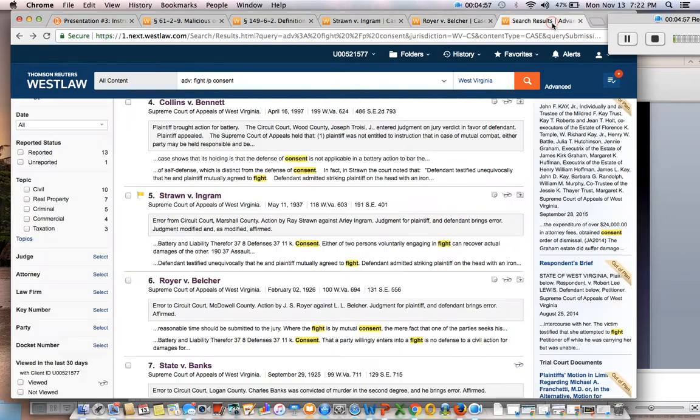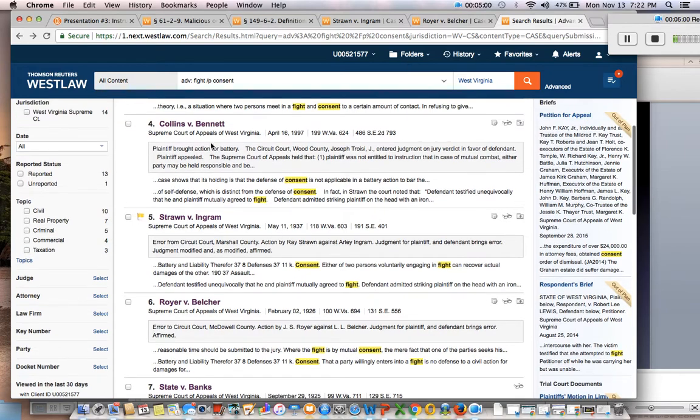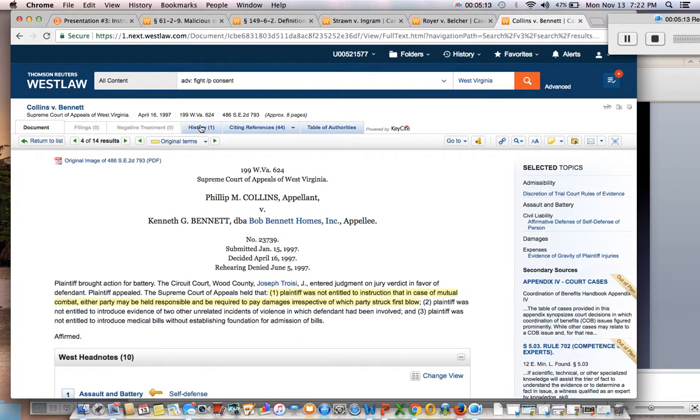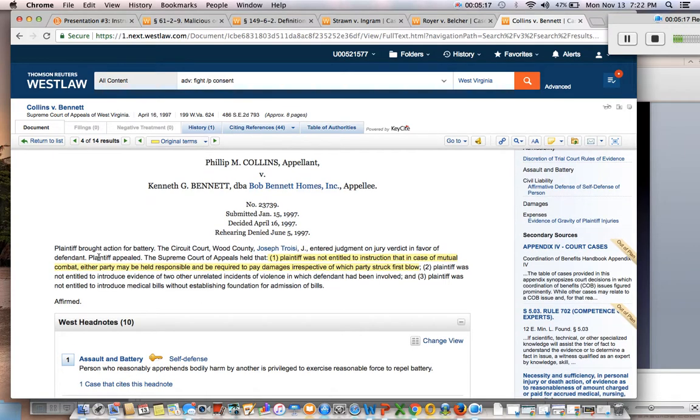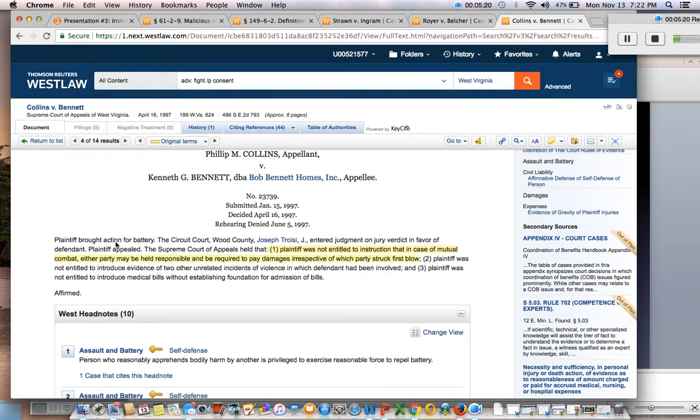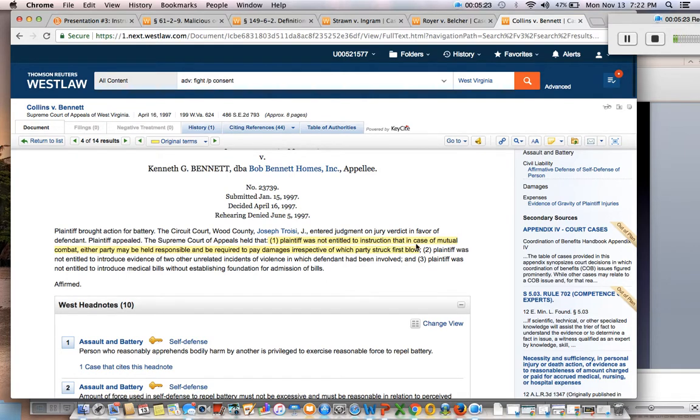And the last case that I found is Collins versus Bennett, and I used the terms and connectors fight/P consent. In Collins versus Bennett, the court held that the plaintiff was not entitled to instruction that in case of mutual combat, and mutual combat just means when two people mutually agree to fight, either party may be held responsible and be required to pay damages irrespective of which party struck first blow.